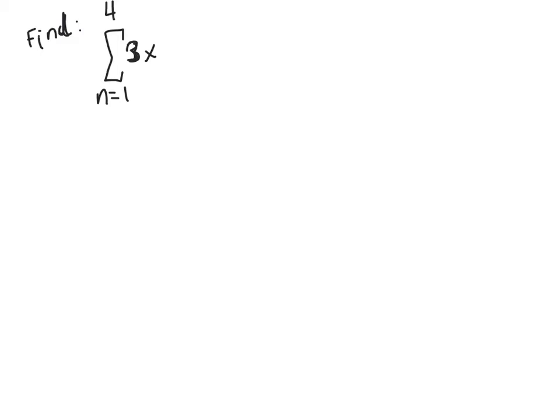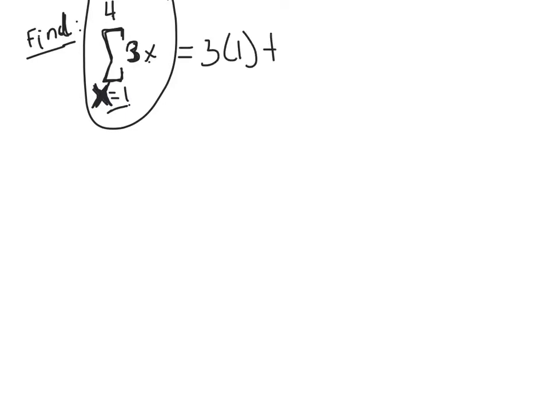So you might get a problem like this where your direction says something like find, and then you'll have all this notation. You need to be able to recognize that if you see this, it means the sum of the series created by plugging in, this should be an x, got to keep our variables consistent, the numbers 1 through 4 for x and adding them up. So expanded, that is going to look like this: 3 times 1 plus 3 times 2 plus 3 times 3 plus 3 times 4.